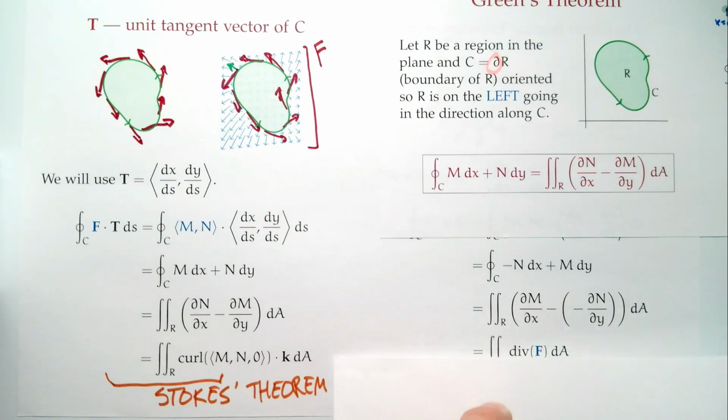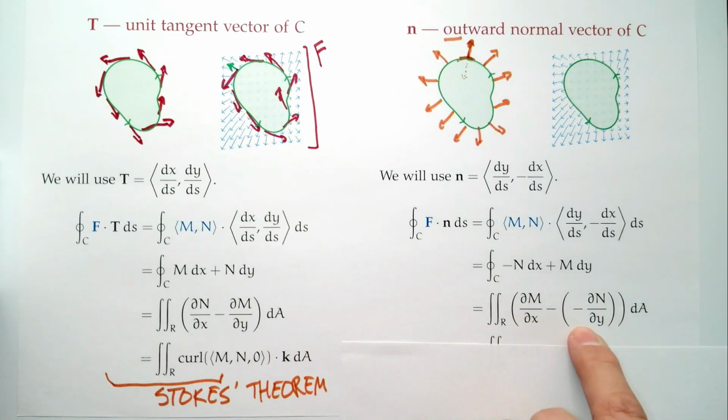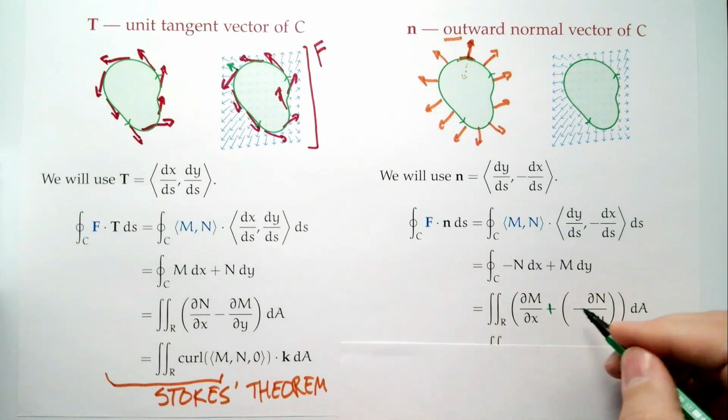So, if you follow it through, what do we get? Well, we're going to get partial M partial x, subtract the negative of partial N partial y. Or, if you like, that's M sub x plus N sub y. Now, have we seen anything that looks like M sub x plus N sub y? Here, we'll make this a plus.